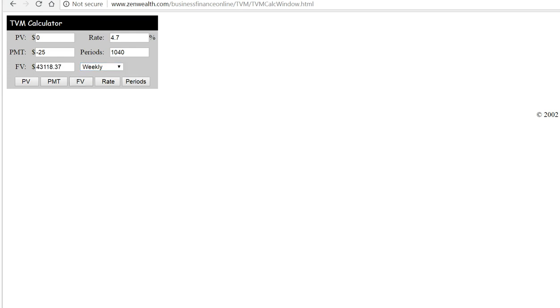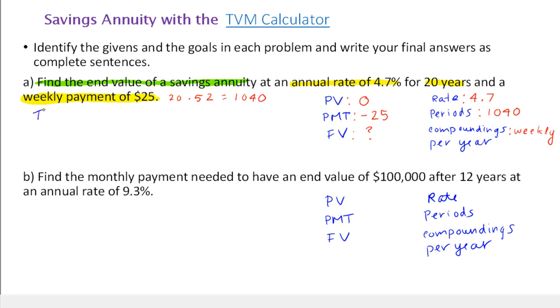It's going to put that value in the box for us. Notice the future value is positive because this is the money the investor gets back: $431,118.37. So let's record that. Answering the question, the end value is $431,118.37. Let's look at the next one.